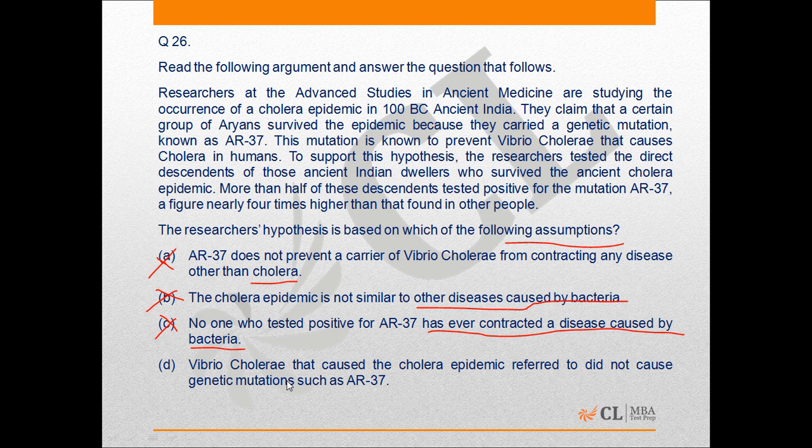D says Vibrio cholerae that caused the cholera epidemic referred to did not cause genetic mutations such as AR37. So if it didn't cause genetic mutations such as AR37, then these people already had that particular mutation in their body. It was not developed as a result of the disease, it was there even before the inception of the disease. Hence, D is the best answer, because if this becomes false, then the entire contention of the researchers will become false.